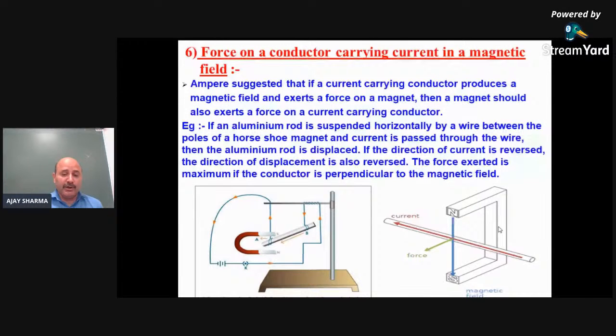There is a uniform field between these two poles because it is a U-shaped magnet creating a uniform field. With the uniform field along with the current carrying conductor, if we apply Fleming left-hand rule, we will find that the direction of the force will be pointing outwards. If I reverse the direction of the current, as you see in the diagram on the right side, the force will be pointing towards the U-shaped magnet. Now, here it is pointing outwards. If I reverse the direction of the current, it will be pointing inwards on the other side.